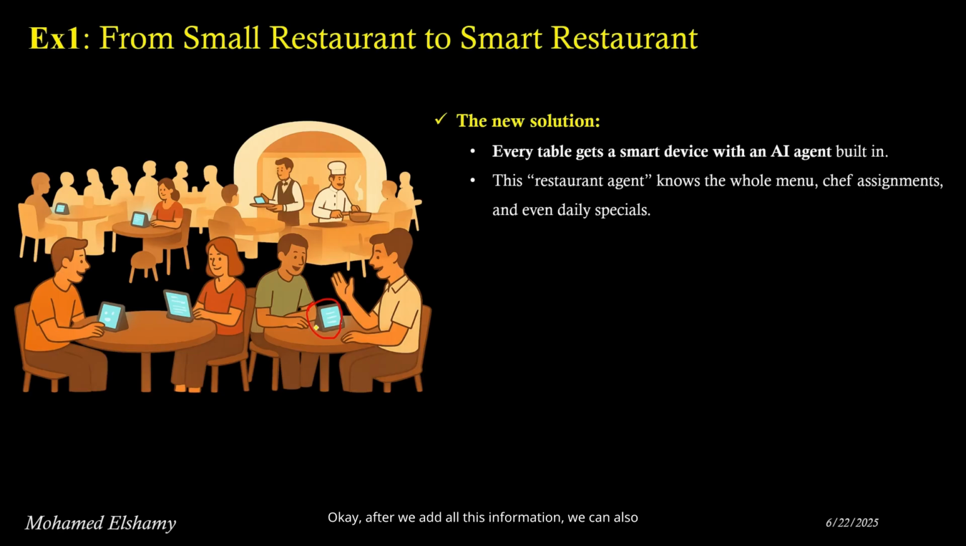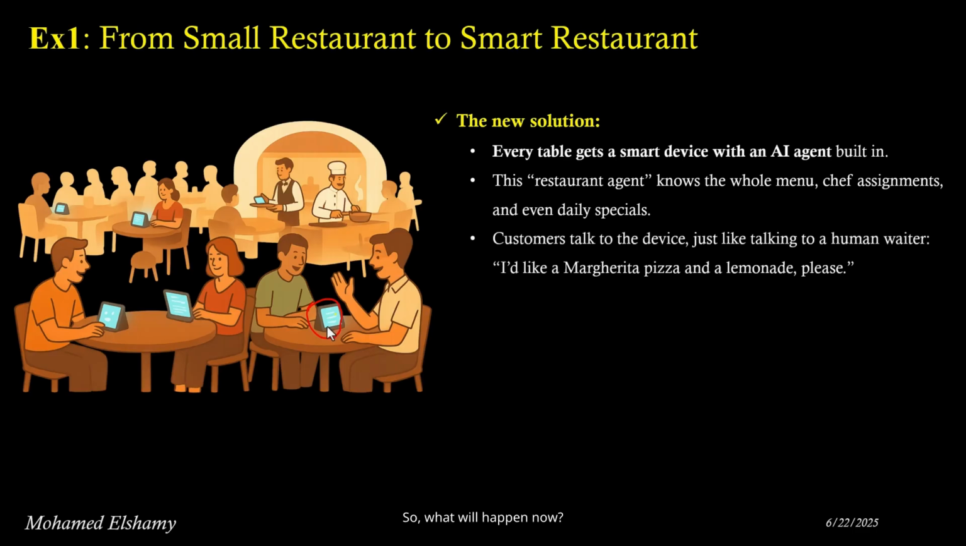Okay, after we add all this information, we can also upload the customer database to it. For instance, if I have 1,000 customers and these customers register their information the first time they come to the restaurant, then the AI that I put on this device, let's say it's ChatGPT, will also have all this customer data loaded onto it. So after I do that, what will happen? Of course, I'll put a speaker in this device, for example. All right, and I'll also put a mic there. So what will happen now?